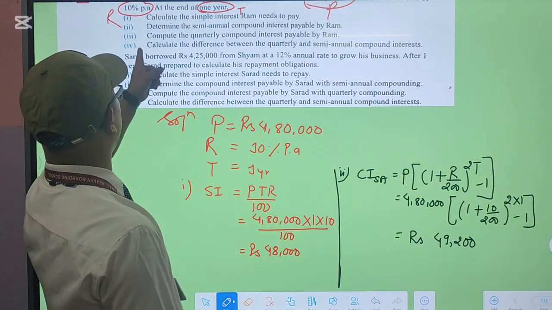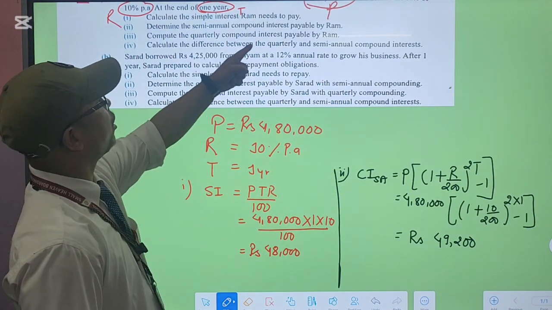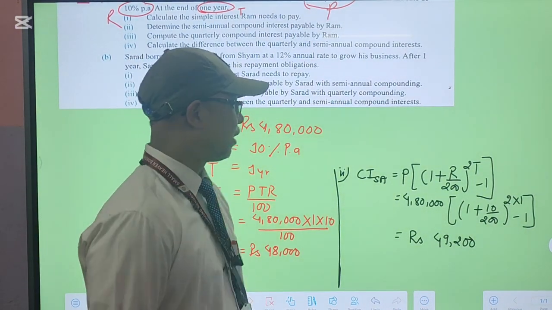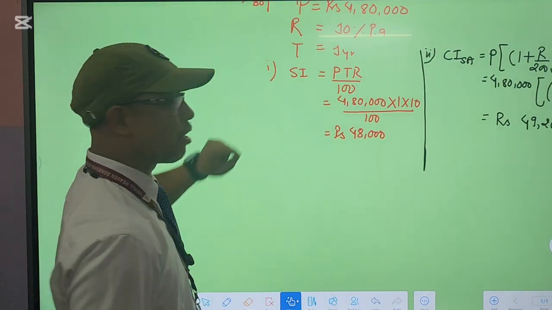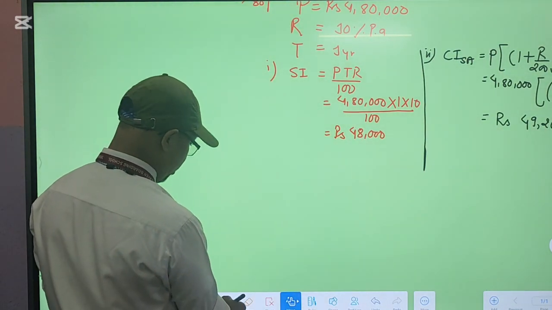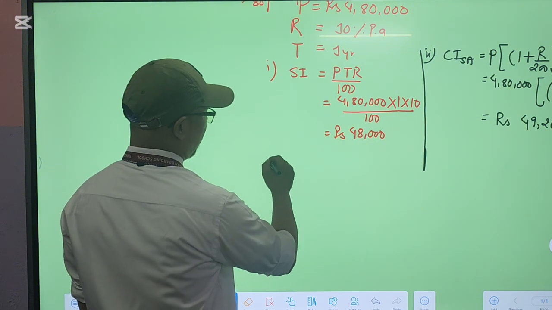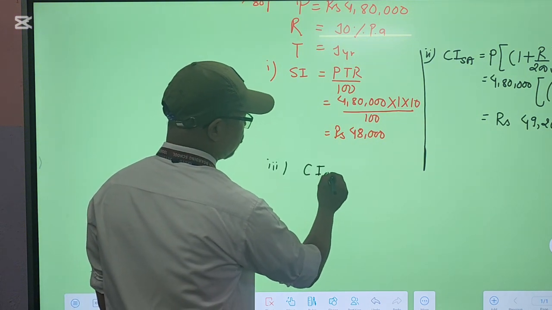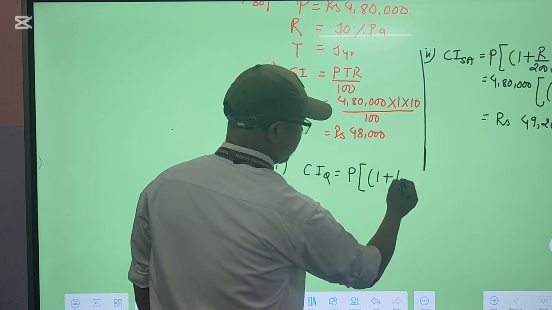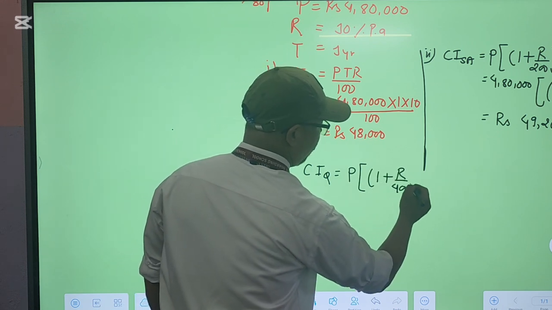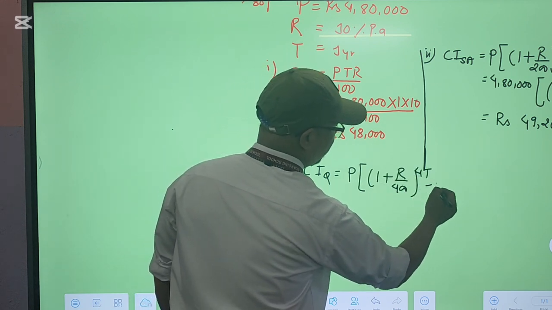Okay. In our third number, compute the quarterly compound interest payable by Ram. That means now you have to calculate quarterly compound interest. Use the quarterly compound interest formula. That is, the third number you have to find is compound interest quarterly. The formula is P big bracket 1 plus R by 400 power 4T minus 1.